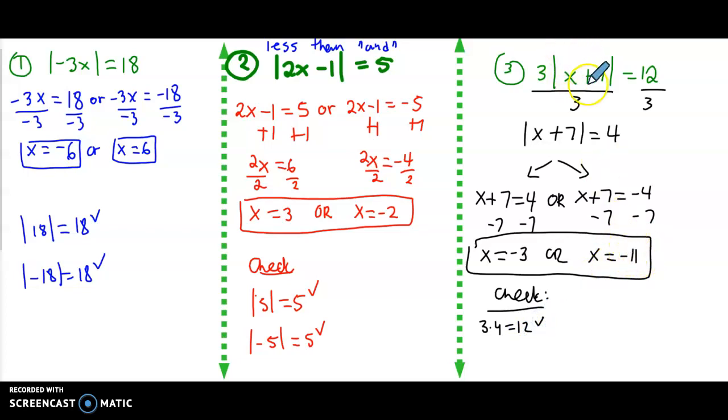If I put negative 11 in the original, which was the green problem, negative 11 plus 7 is negative 4. Absolute value of negative 4 is 4, and I'm still having 3 times 4, which is 12. So it works.